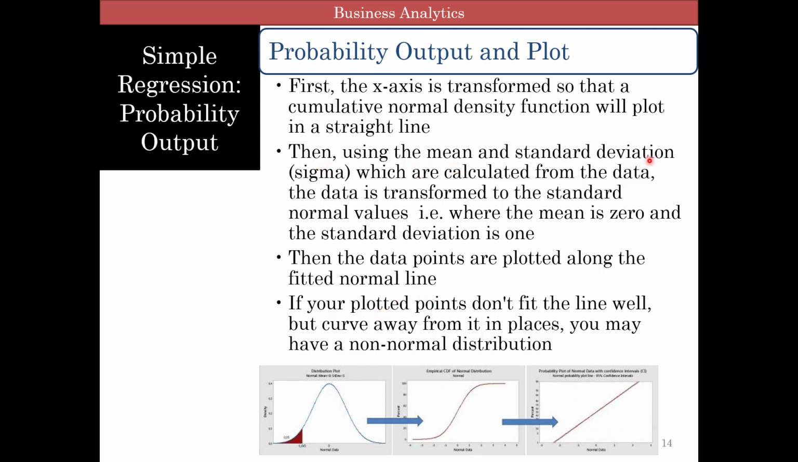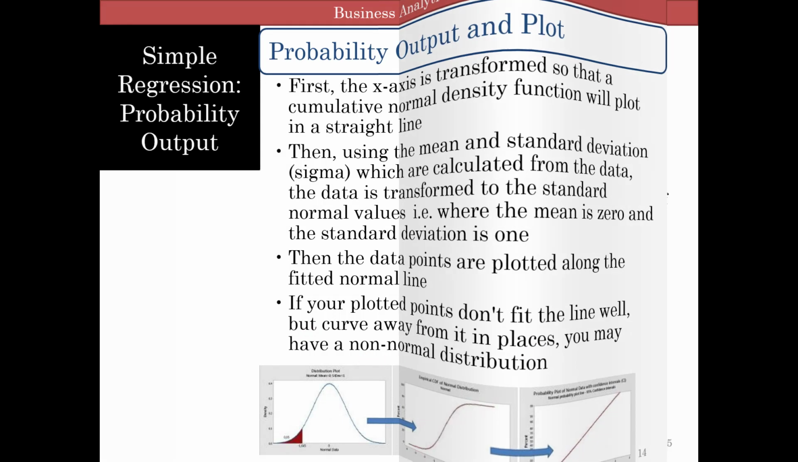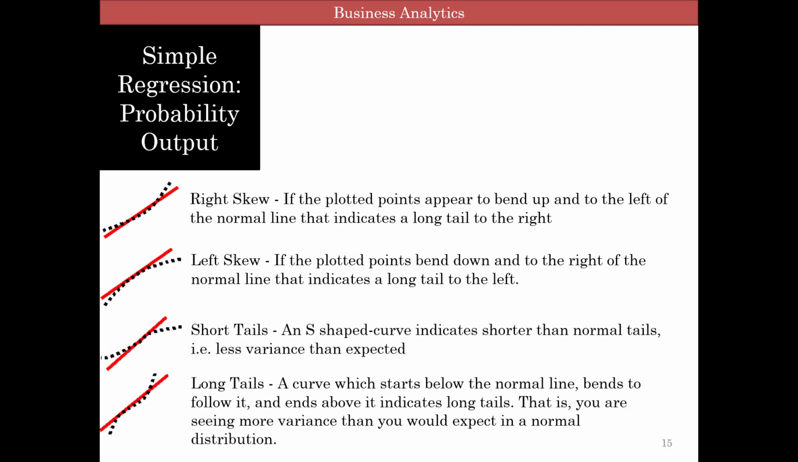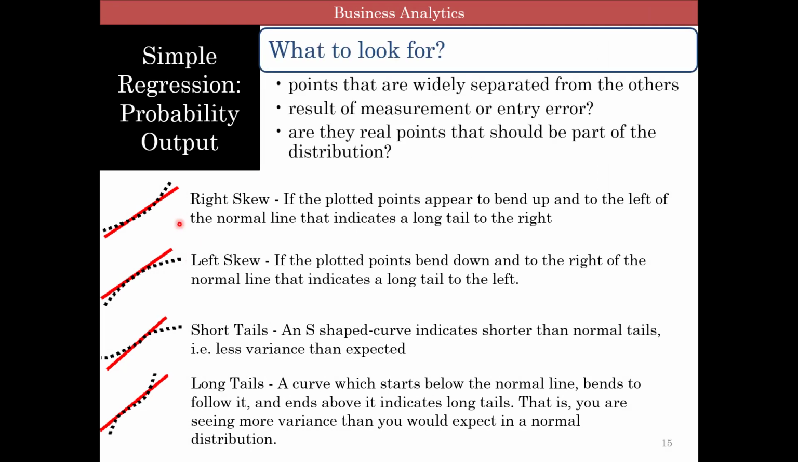Then we use the mean and standard deviation, which are calculated from the data. Data is transformed into standard normal values, where mean is 0 and standard deviation is 1, which means you're looking at z-scores. Then the data points are plotted along a fitted normal line. So if your plotted points don't fit the line well but curve away from it in places, you may not have a normal distribution. So here are some of the other distributions you are looking at.